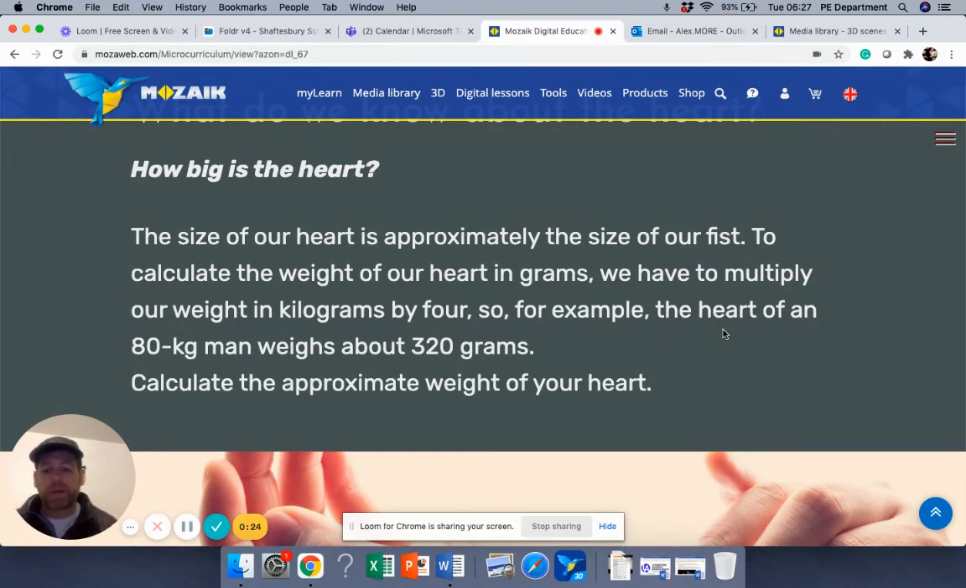Just the last little thing for me then: how big is the heart? It's the size of your fist approximately, as I said. To calculate the weight of our heart in grams, we have to multiply our weight in kilograms by 4. So for example, the heart of an 80 kilogram man like myself is about 320 grams. Now calculate the weight of your heart.